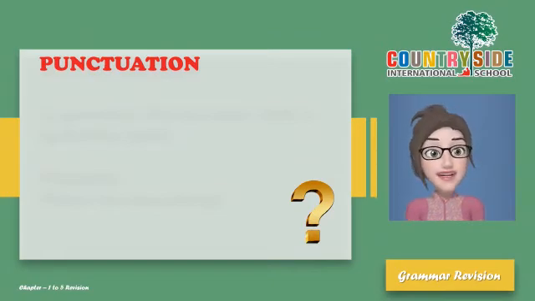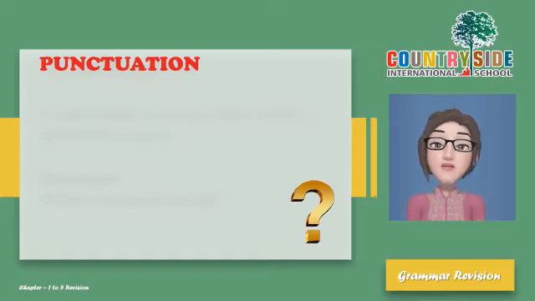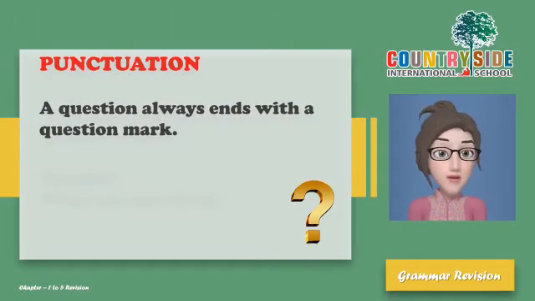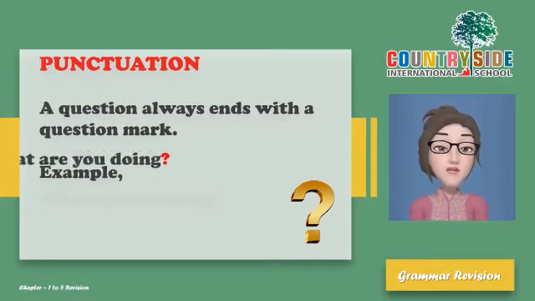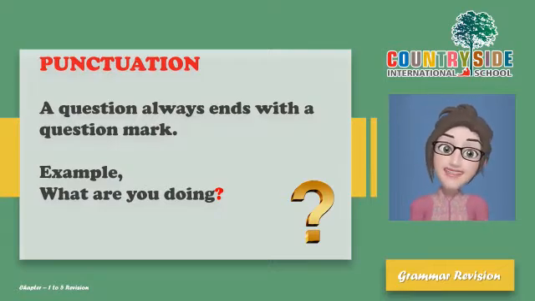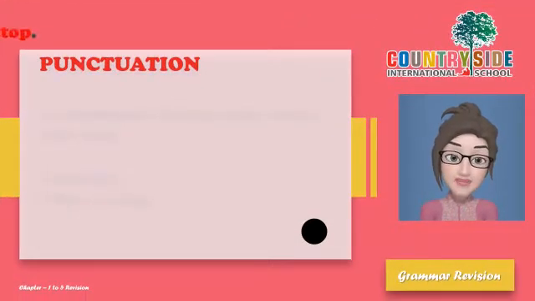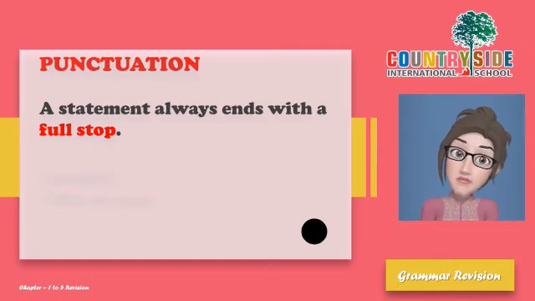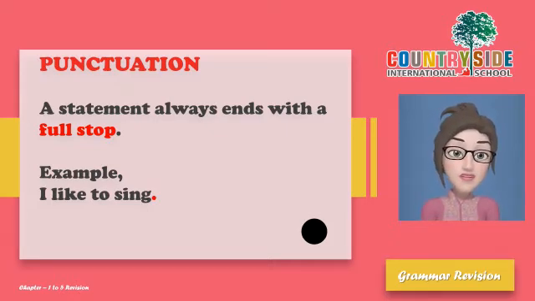The third lesson we studied about punctuation. Do you remember the 3 punctuation marks we studied? Let's see one by one. The first one, a question always ends with a question mark. Example, what are you doing? Always, whenever we ask something, we put a question mark at the end. A statement always ends with a full stop. I like to sing. It's just a statement, and so we put a full stop at the end.